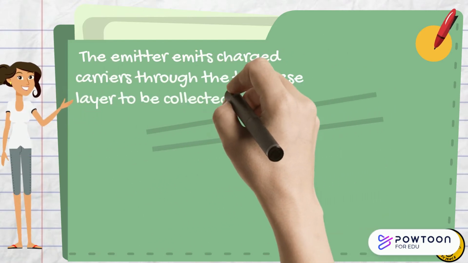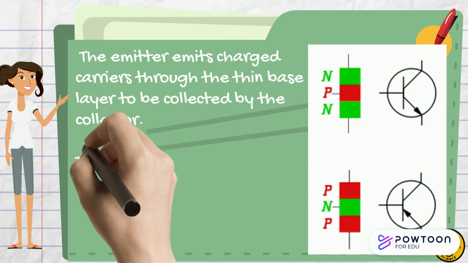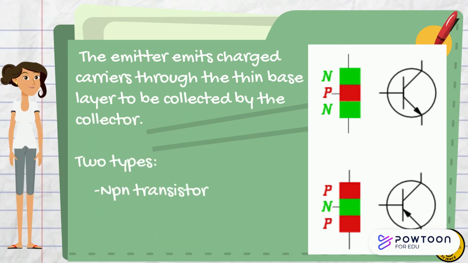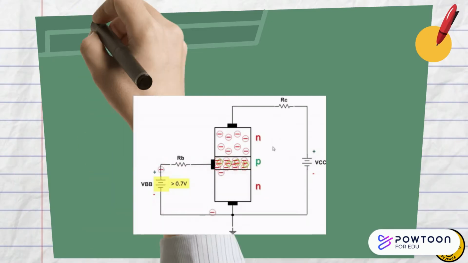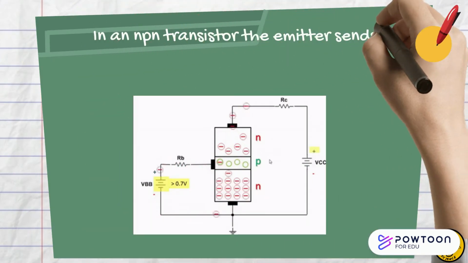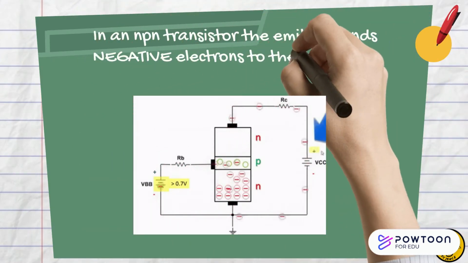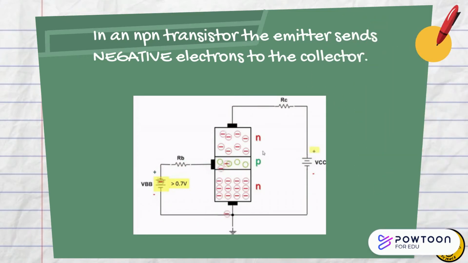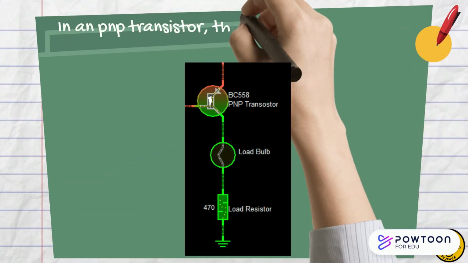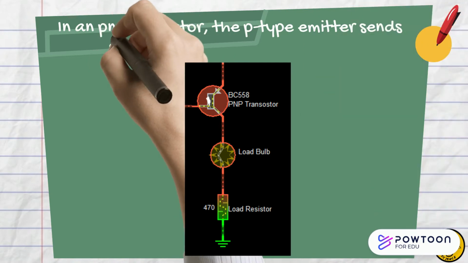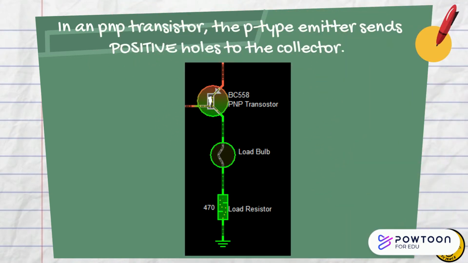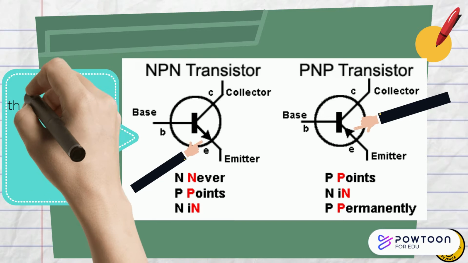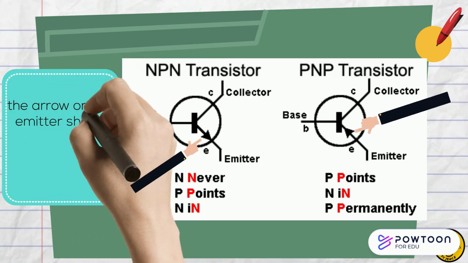There are 2 types: NPN transistor and PNP transistor. In an NPN transistor, the emitter sends negative electrons to the collector. In a PNP transistor, the p-type emitter sends positive holes to the collector. The arrow on the emitter shows the direction of current flow.